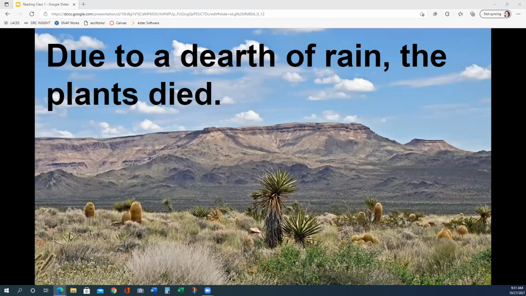Now let's talk about this sentence. Okay, due to a dearth of rain, the plants died. What is dearth? Does anybody have any idea what that word means? Like a lot of rain? Okay, so if we look, due to the dearth of rain, the plants died. So this is the cause, the dearth of rain. The effect is that the plants died.